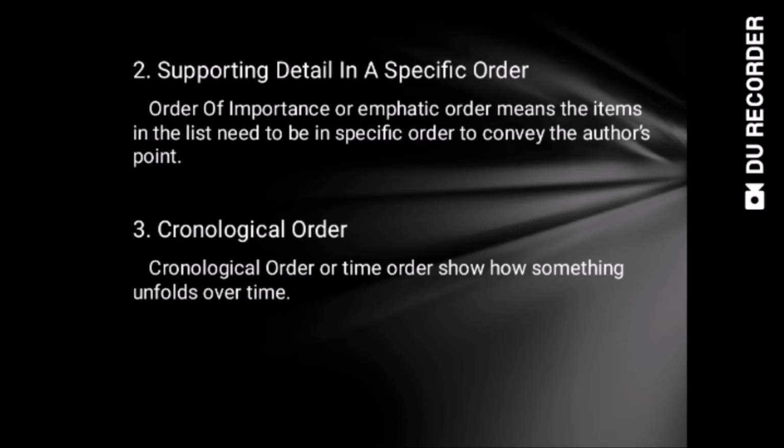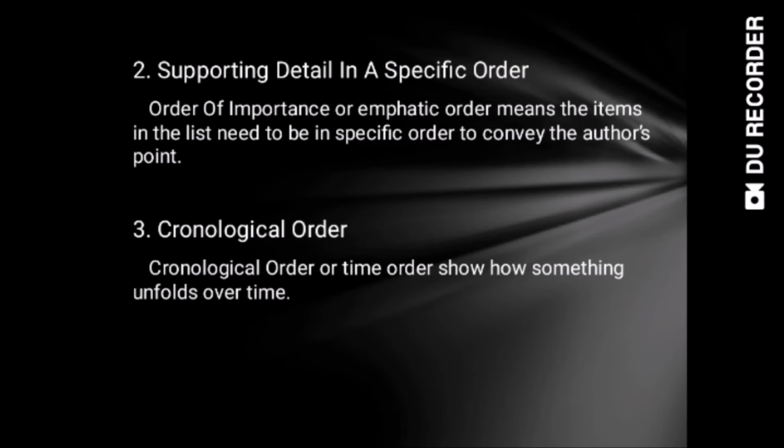Number 2. Supporting details in a specific order. Order of importance or emphatic order means the items in the list need to be in a specific order to convey the author's point.